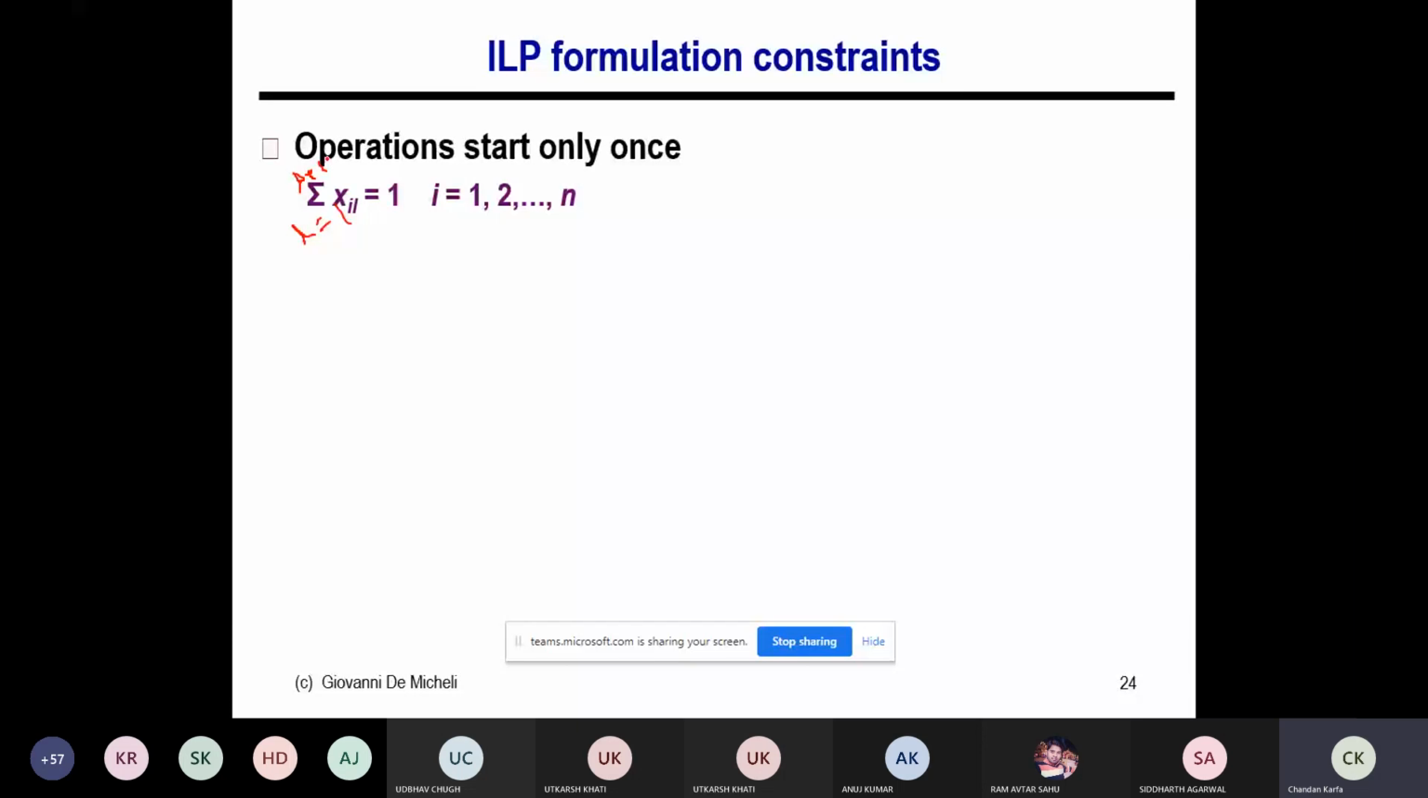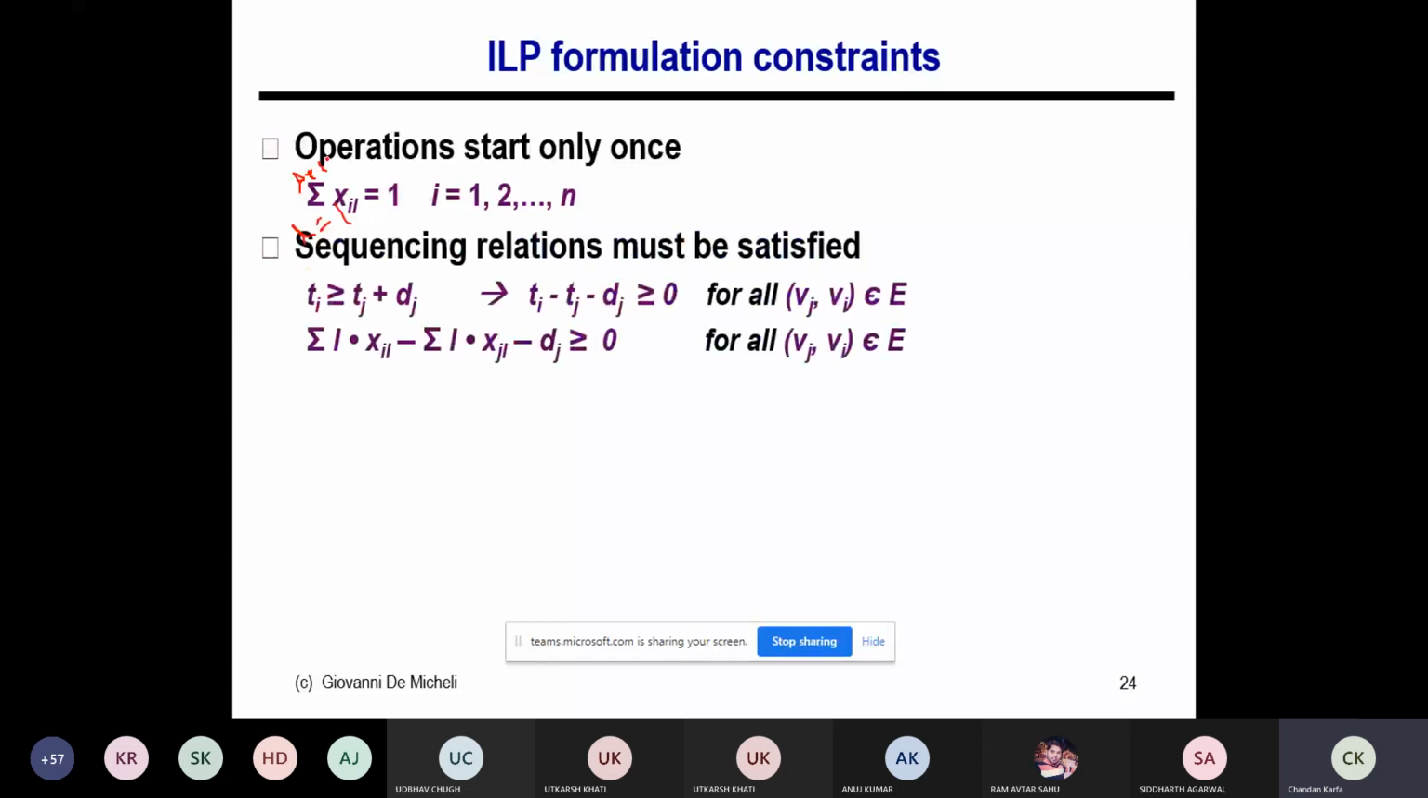I'm repeating and taking a little bit of time because last class I went through these things a little bit in a hurry. So just to make sure that you understand the things clearly, I'm repeating the whole process for 5-10 minutes. The next thing is the data dependency. The sequencing relation is nothing but data dependency. So this is the unique start time constraint, and this is the data dependency constraint, right? The data dependency constraint must be set.